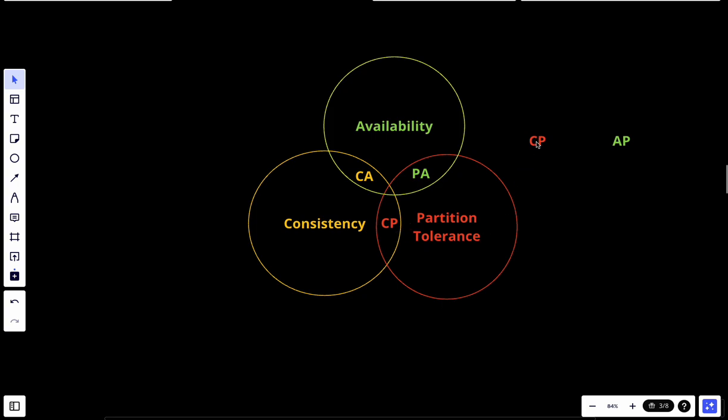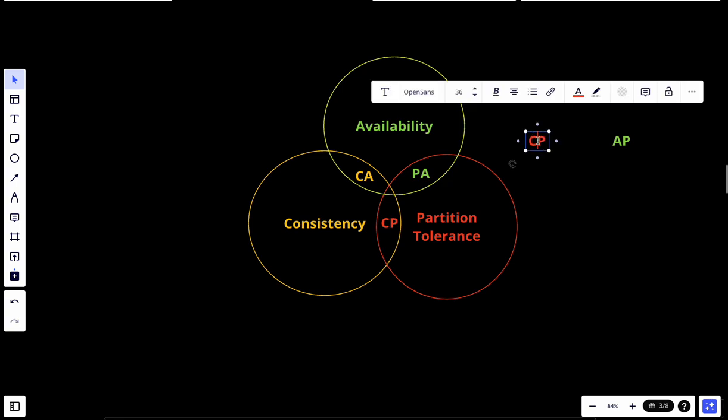So I'll take an example to show which system to use. Let's say that we have a bank, and we want to make sure that all the data is consistent and all the nodes read the same data at the same time, because we cannot afford to have any problem with data loss. So we use a CP system.